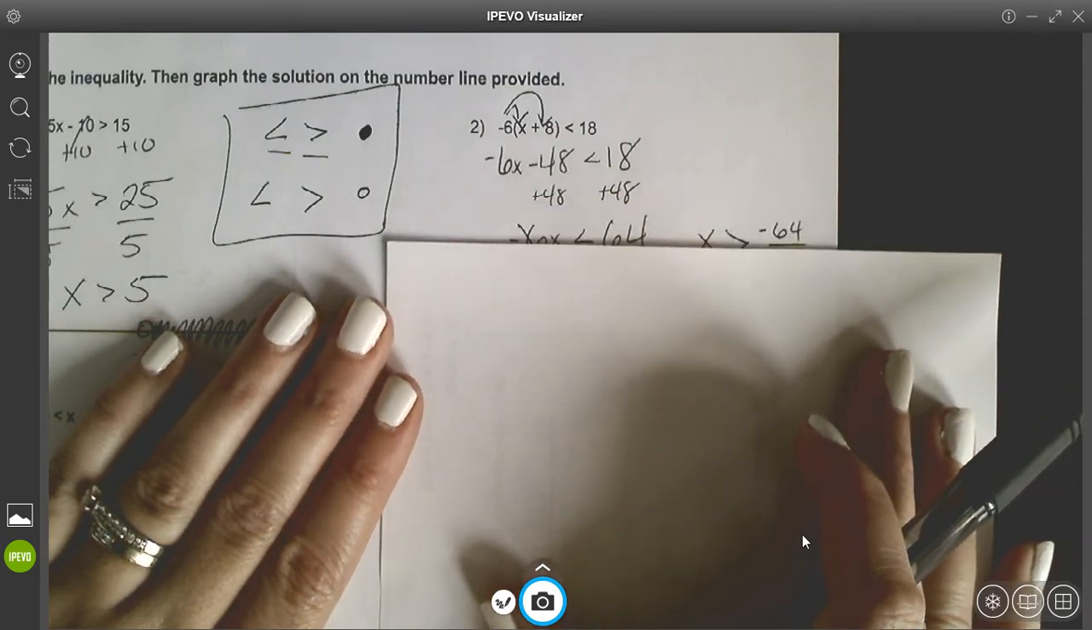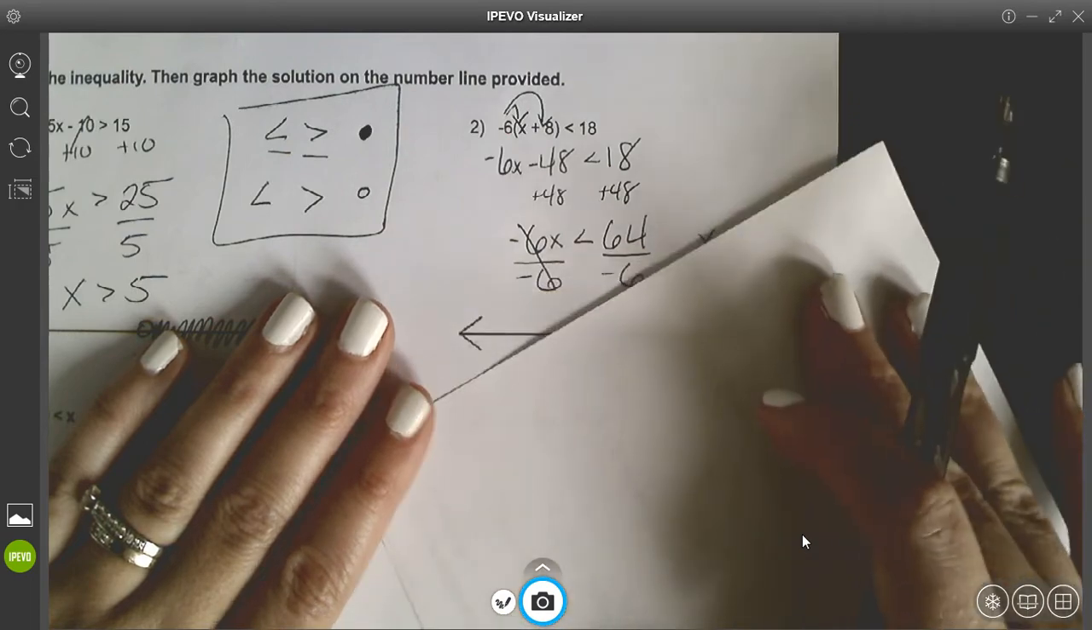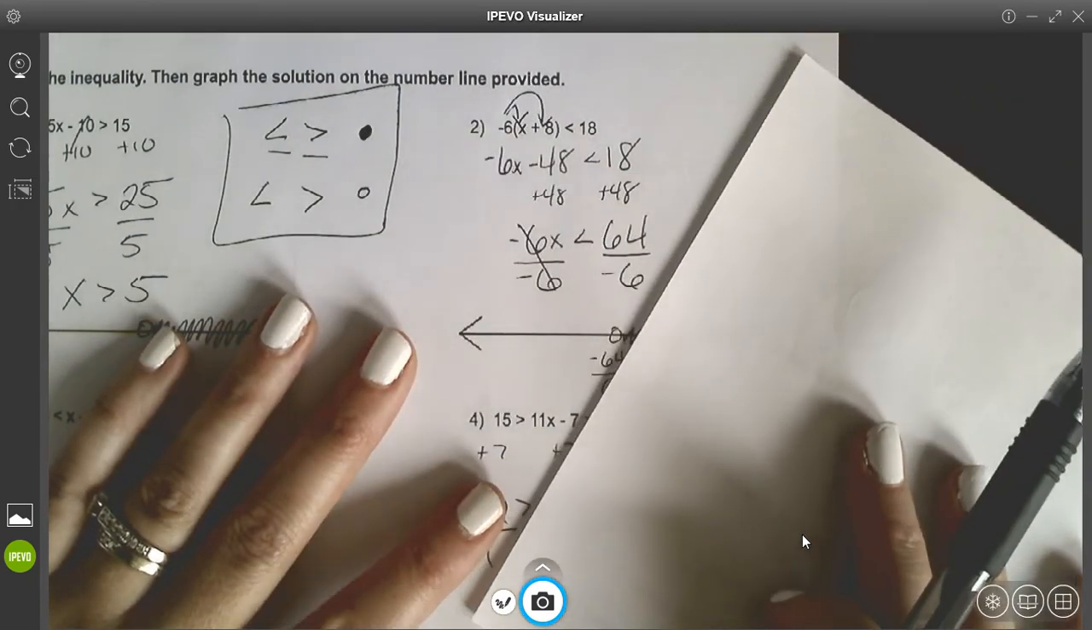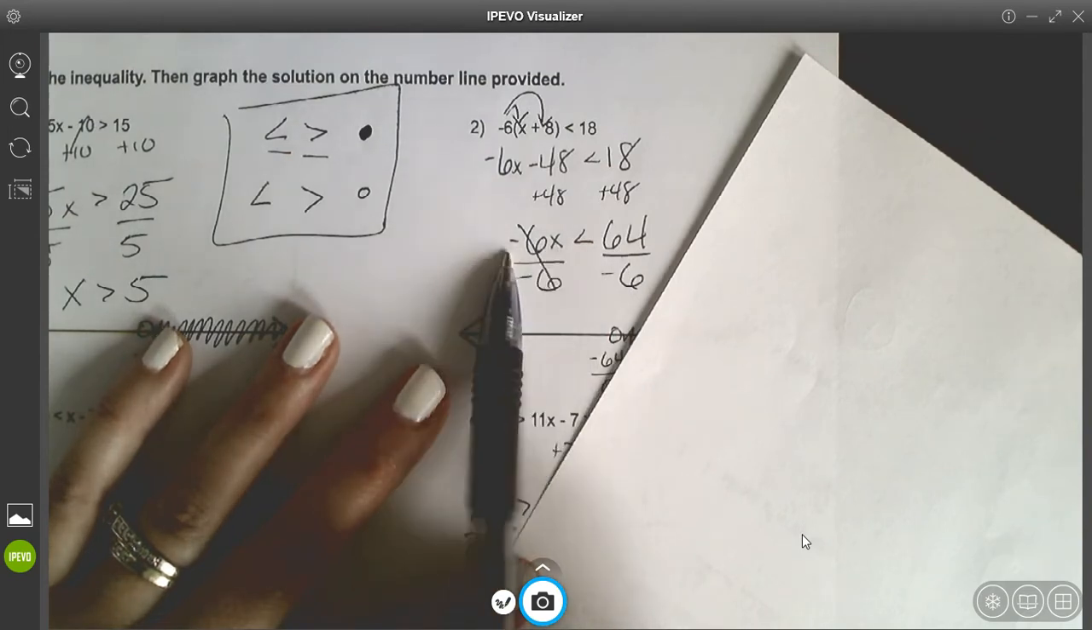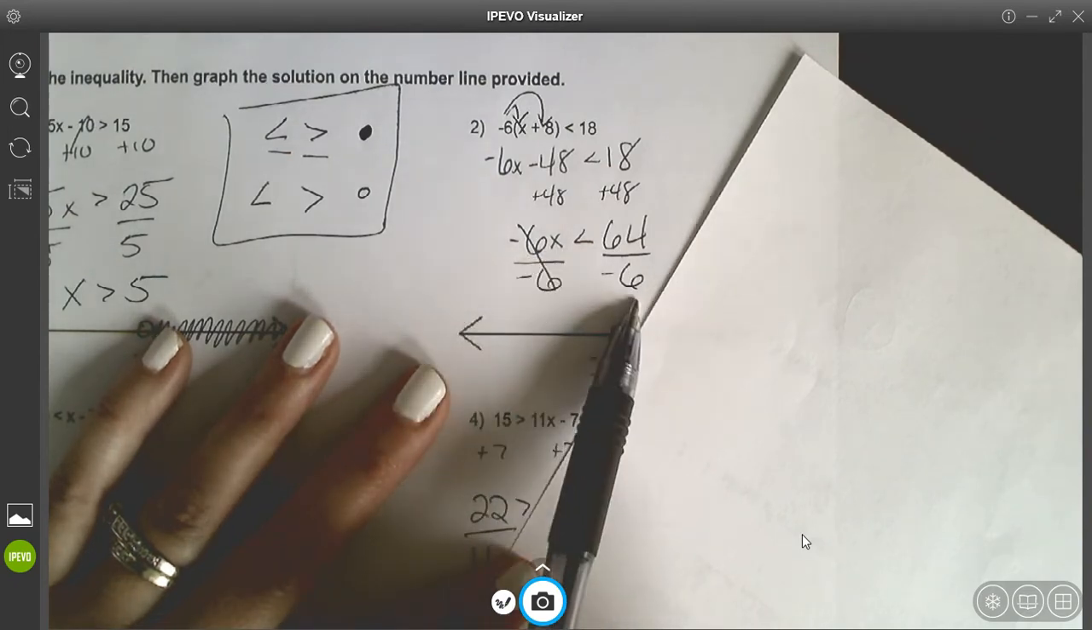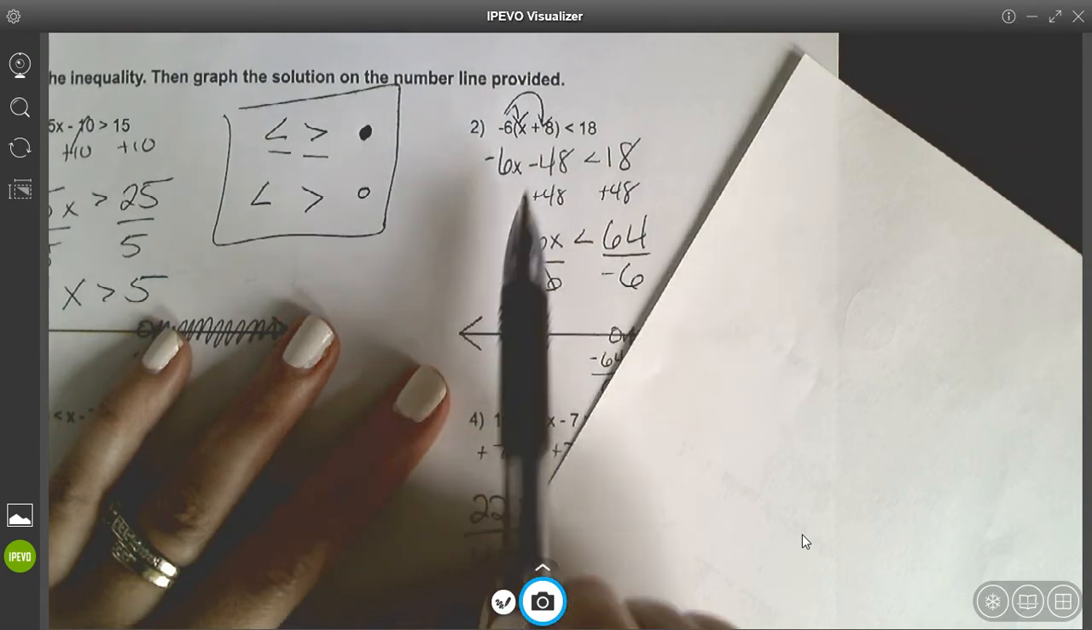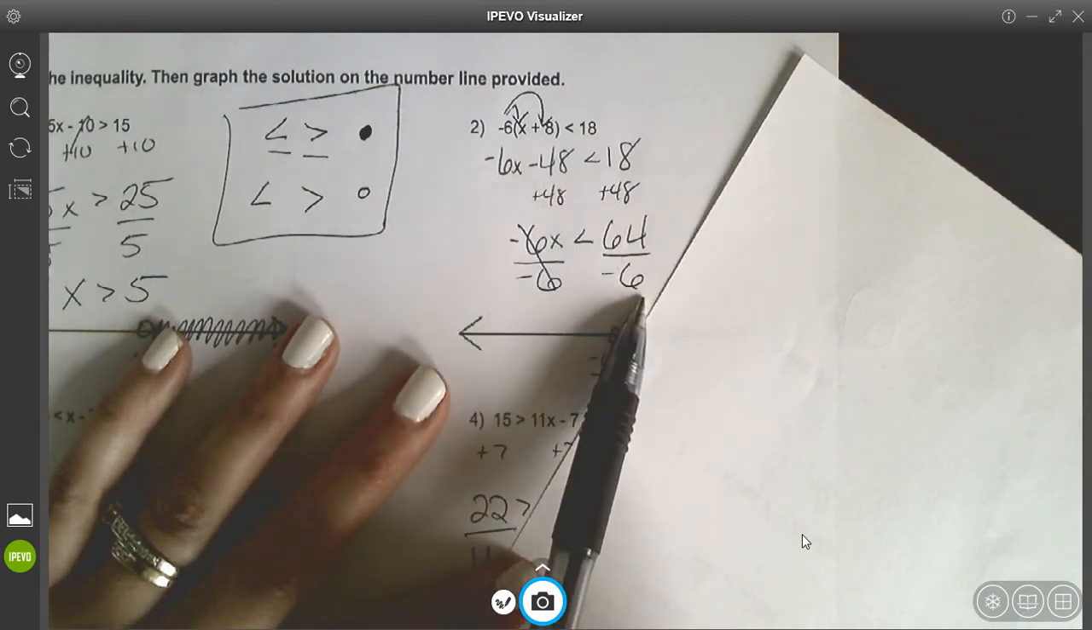So when I add it, I get 64. And then once I get 64, now I have to divide by the negative 6 that's in front of my x. So I add the 48, then divide by the negative 6.